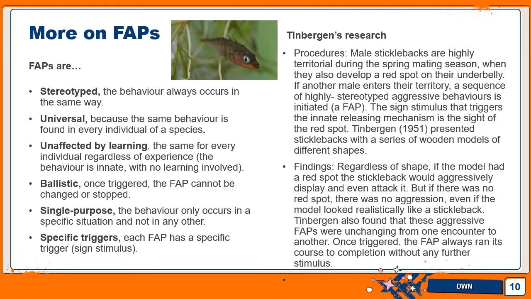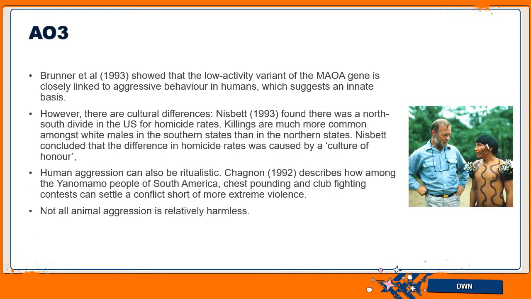And that shows Tinbergen's research shows the power of these IRMs and FAPs. Okay, and that's basically the AO1 that you need to know. You need to be able to explain what IRMs are, what FAPs are. Tinbergen's research is a nice little bit to talk about. And you can also add in the stuff from Lorenz about the power of ritualistic aggression and, crucially, why it stops death.